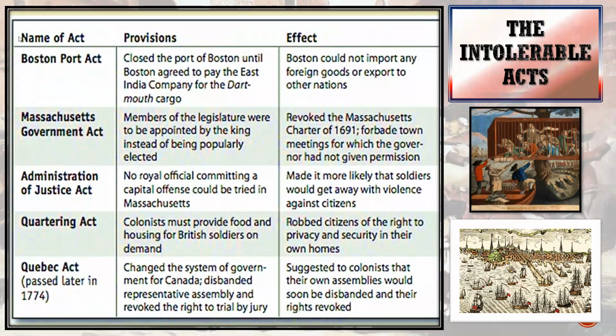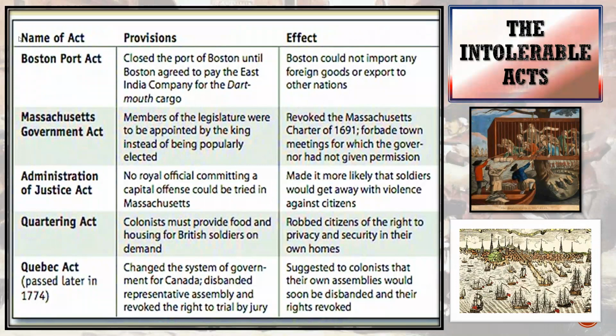Look at this, the Massachusetts Government Act. Members of the legislature were to be appointed by the king instead of popularly elected. They were taking away their representatives. It revoked the Massachusetts Charter of 1691 and ended town meetings, for which the governor had not given any permission. So, shutting down all public discussion.